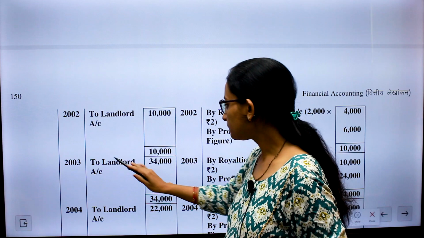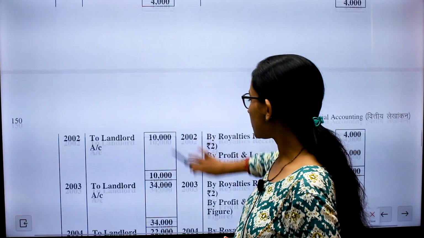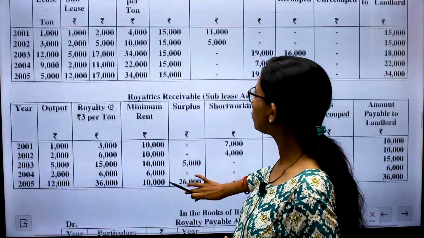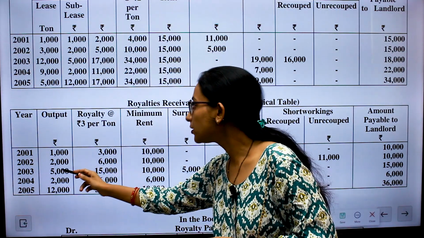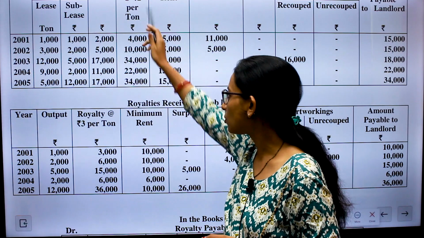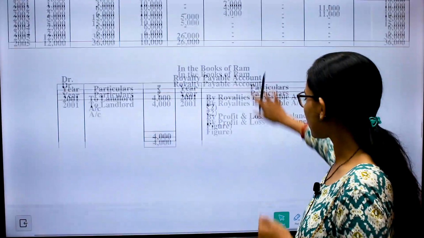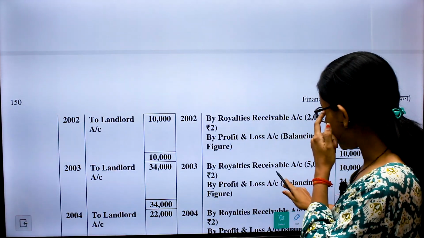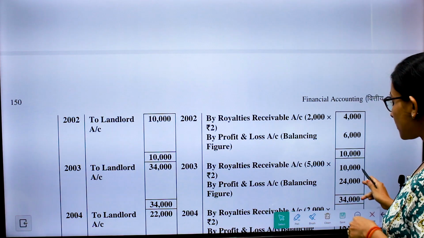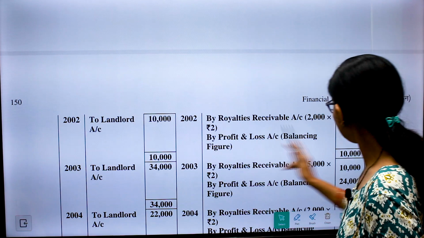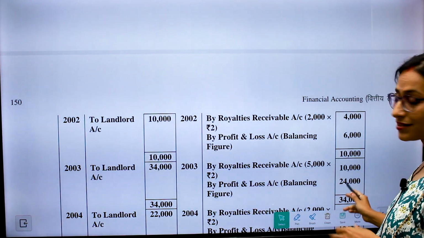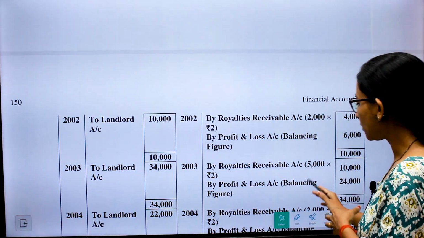In the third year, Ram is liable to pay 34,000 and he is receiving 5,000 tons at 2 per ton, that is 10,000. So on the credit side he will write royalty receivable 5,000 into 2, that is 10,000. When we deduct 10,000 from 34,000, we get 24,000. This is transferred to the profit and loss account.